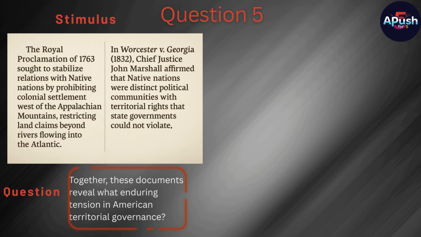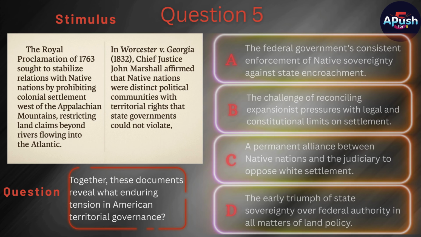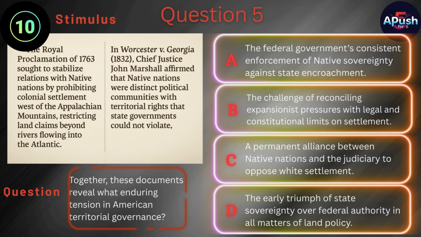Question. Together, these documents reveal what enduring tension in American territorial governance? A. The federal government's consistent enforcement of native sovereignty against state encroachment. B. The challenge of reconciling expansionist pressures with legal and constitutional limits on settlement. C. A permanent alliance between native nations and the judiciary to oppose white settlement. D. The early triumph of state sovereignty over federal authority in all matters of land policy.